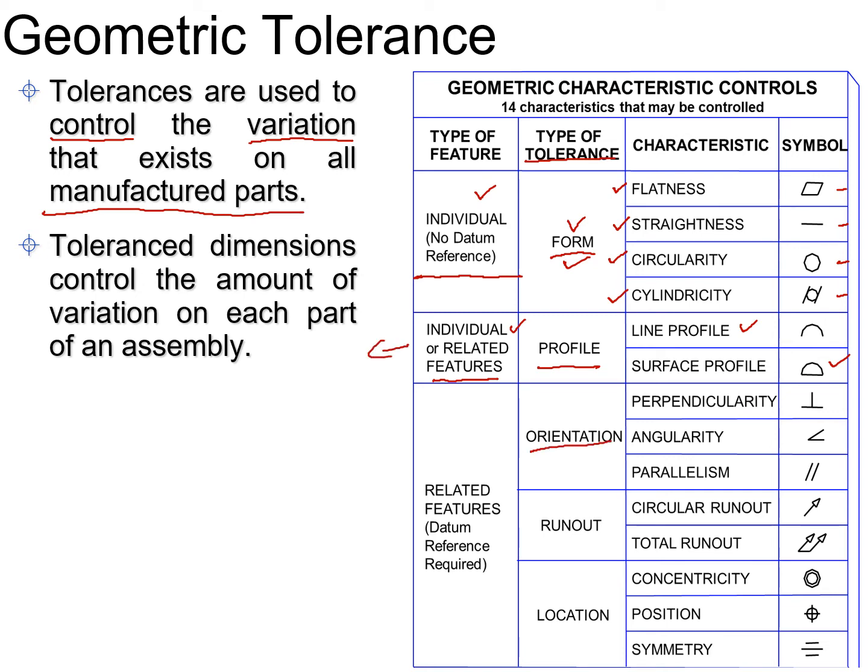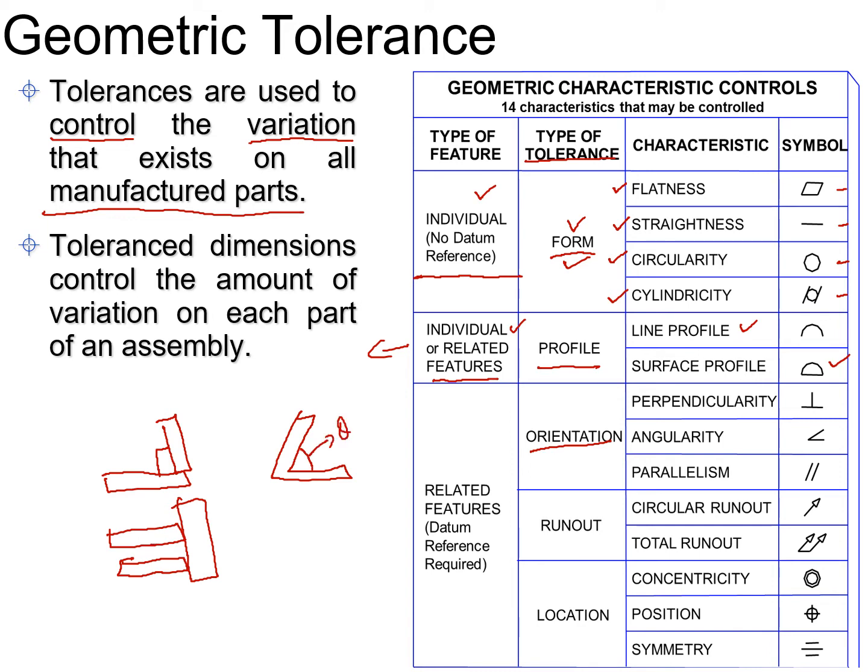Then we have orientation, the type of tolerance orientation, and it can be that two features are perpendicular to each other like this, or they can be angular to each other like this, or they can be parallel to each other like this. So it depends on how much these two are perpendicular, how much they are according to a certain angle, or how much these two surfaces are parallel to each other. So these are the orientation type of tolerances.